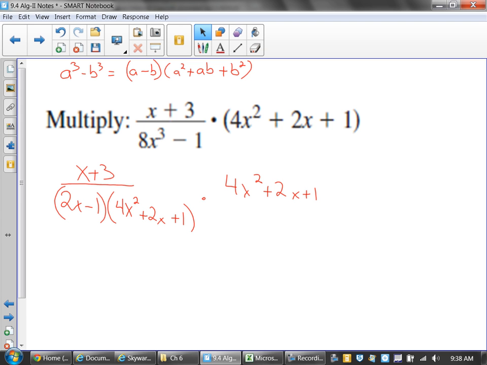Okay. All right. Now, what I'm saying here kind of sarcastically is that once you remember that pattern, this whole term goes away, and you're left with just x plus 3 over 2x minus 1.